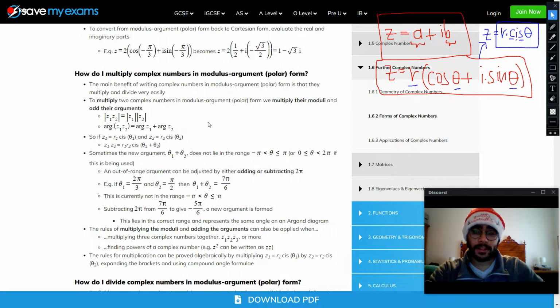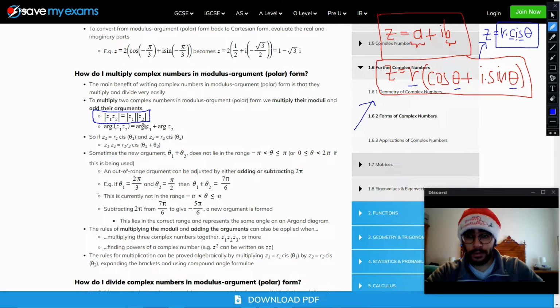Let's have a look at how to multiply complex numbers in modulus argument or the polar form. There's only one important detail that you need to know: when you multiply two complex numbers and find their modulus, that's the same thing as multiplying their moduli separately. Okay, that's the first thing.